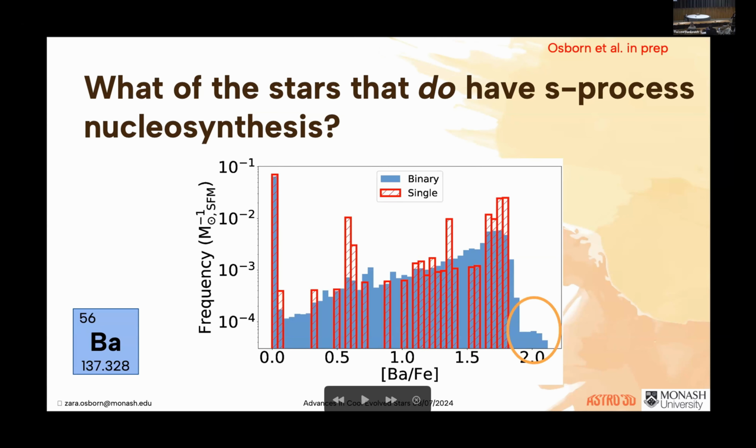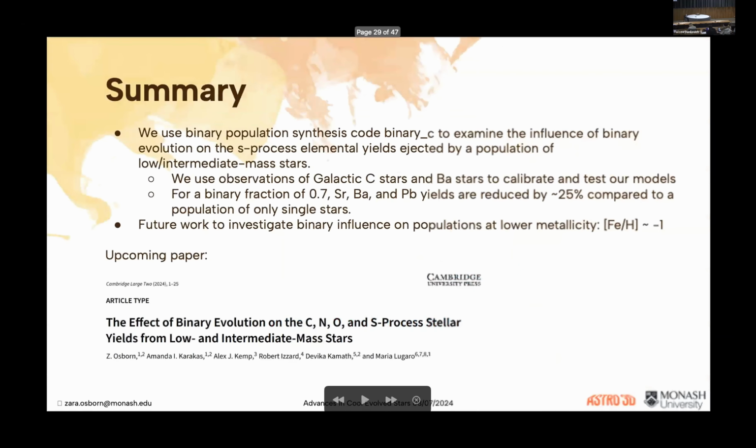We should note that from this work, it's very obvious that it's much easier to prevent or hamper the S process than it is to enhance it. However, all of our work at this point has been at solar metallicity, and to gain a more complete understanding, we need to explore lower metallicities, as this gives us more options for observational sources to compare to and gives us a more general outlook at the impact of binary evolution on the S process.